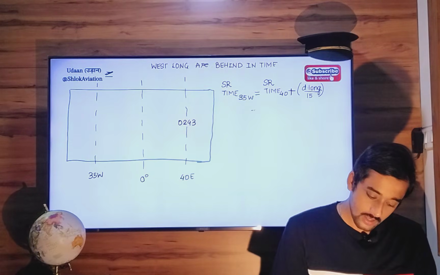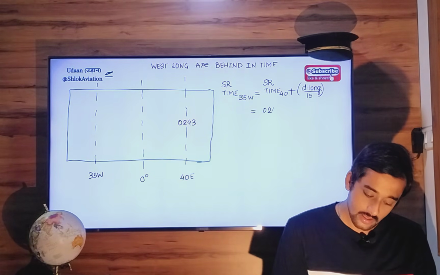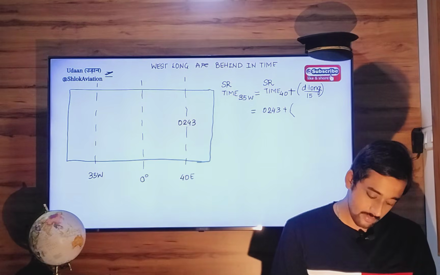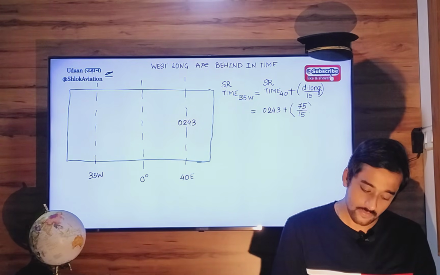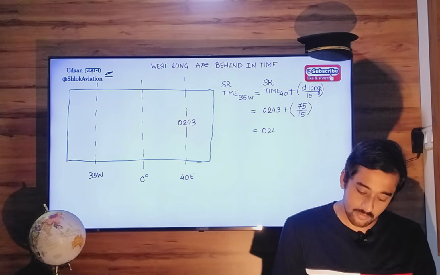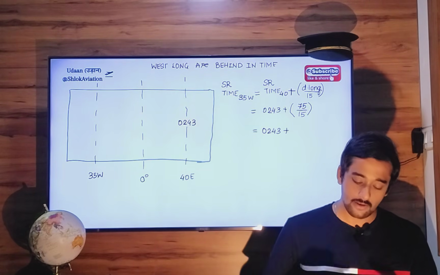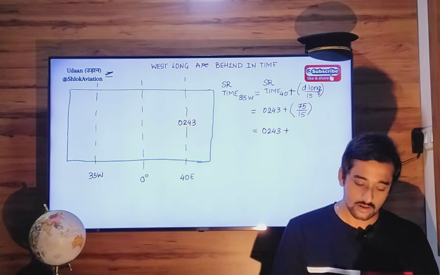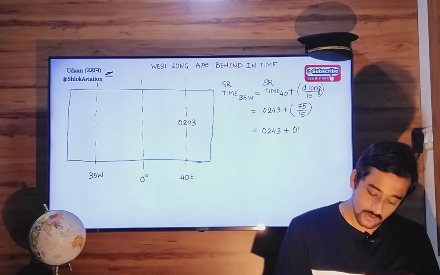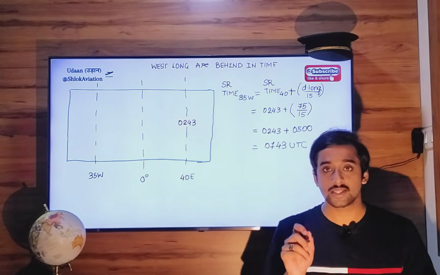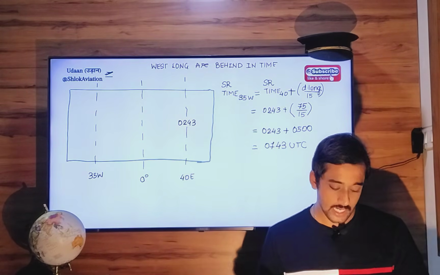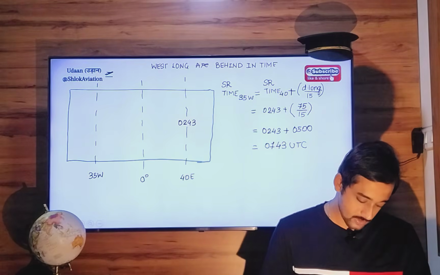Okay, so 0243, and the difference in longitude between them is 40 plus 35, which is 75, divided by 15. So 0243 plus 75 divided by 15, which is equal to 5 hours. So that is equal to 0743. So sunrise will happen at 0743 at 35 degree west longitude.